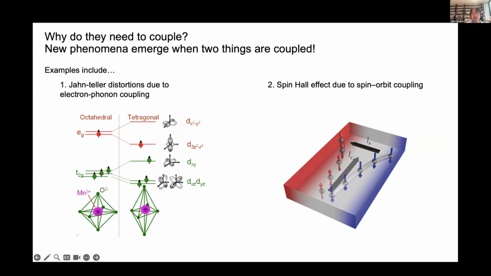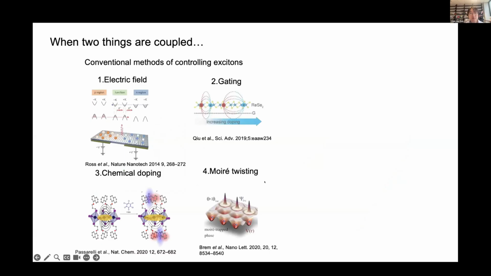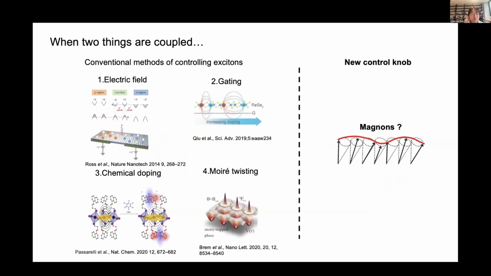And when we have strong spin orbit coupling systems, we've also seen the spin Hall effect, where the spin up and down can split when we apply the current to the system. So as we've seen, fundamentally, when two very, very different things are coupled, a new phenomenon could emerge from that. So there's a fundamental motivation behind studying the magnon and exciton coupling. And practically also, when two things are coupled, then we can imagine using one to control the other.